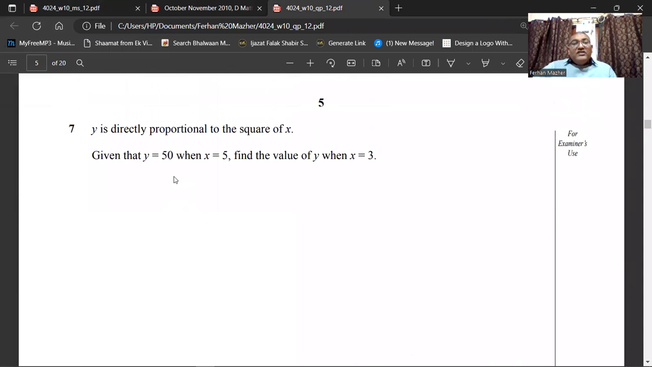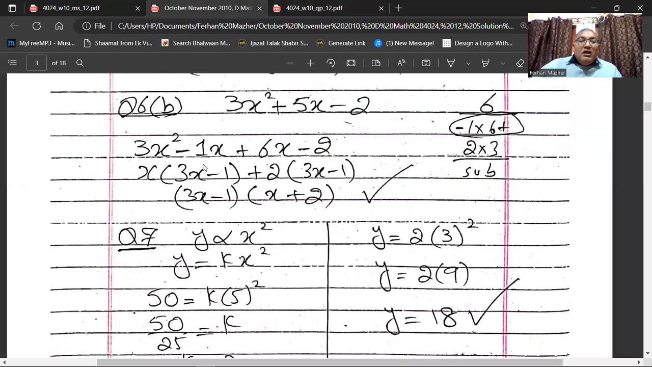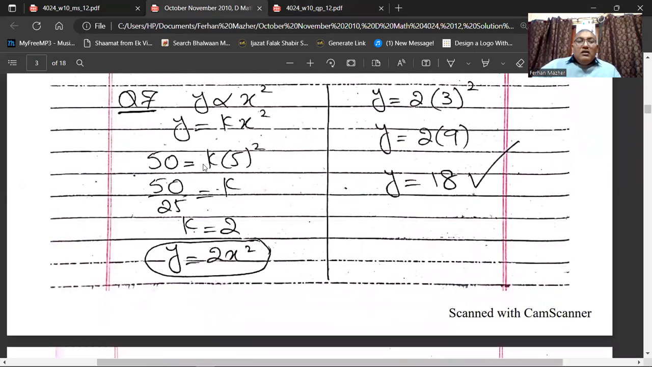It's a 2 marks question. Question number 7. Y is directly proportional to the square of x. Given that y is 50 when the x is 5, find the value of the y when the x is 3. Okay, so y is directly proportional to the square of x, so y is proportional to x square, and y is equal to kx square.